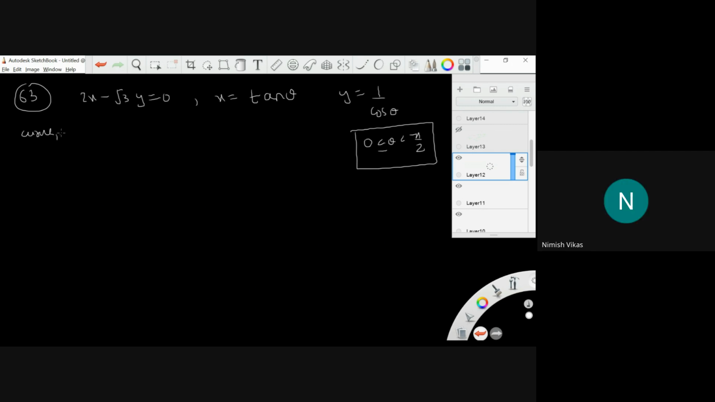So the area bounded by the curve, line and y-axis, right? Yes, sir. Okay.